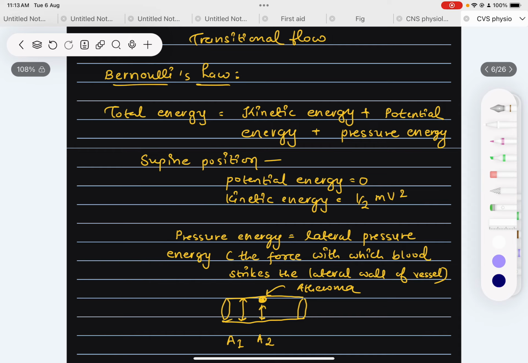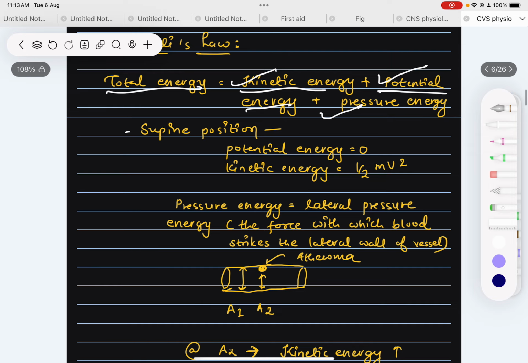Now about Bernoulli's law. So Bernoulli's law says that total energy is equal to kinetic energy plus potential energy plus pressure energy. In physics we have learned about this too, that kinetic energy plus potential energy is equal to total energy. I don't know why they have also put this pressure energy extra. So let's see, in supine position what will happen, that our potential energy is very low. In physics we have learned that potential energy will increase as we move up from the ground.